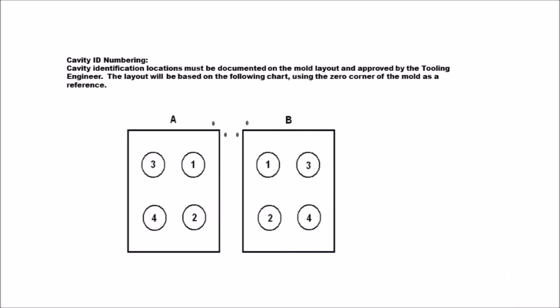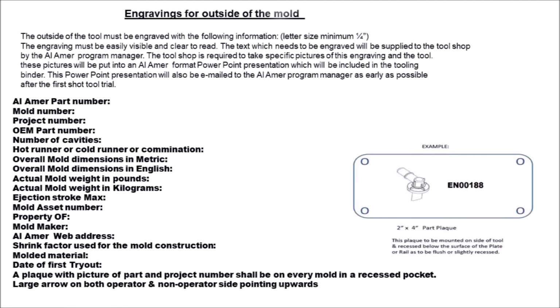Cavity ID numbering. Cavity identification locations must be documented on the mold layout and approved by the tooling engineer. The layout will be based on the following chart, using the zero corner of the mold as a reference. The outside of the tool must be engraved with the following information: letter size minimum 1/4. The engraving must be easily visible and clear to read. The text which needs to be engraved will be supplied to the tool shop by the Amer program manager.